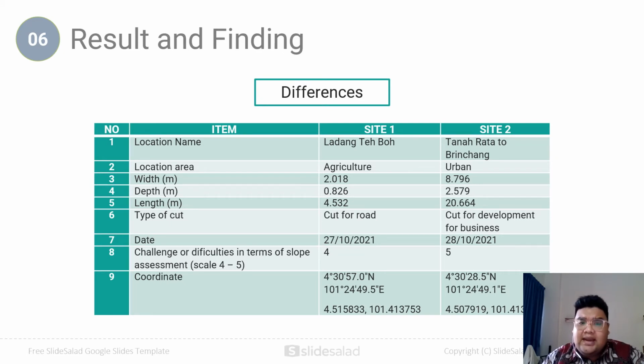almost 3 meters. And height, or they call that slope inclination, on site 1 is just 4.5 meters, but on site 2 almost 20 meters. And with 20 meters, you can imagine how hard it is for JKR to do assessment, but we need to do that. So type of cause, site 1 is for road, and site 2 is for development for business. And then date, site 1 on the 27th and site 2 on the 28th.